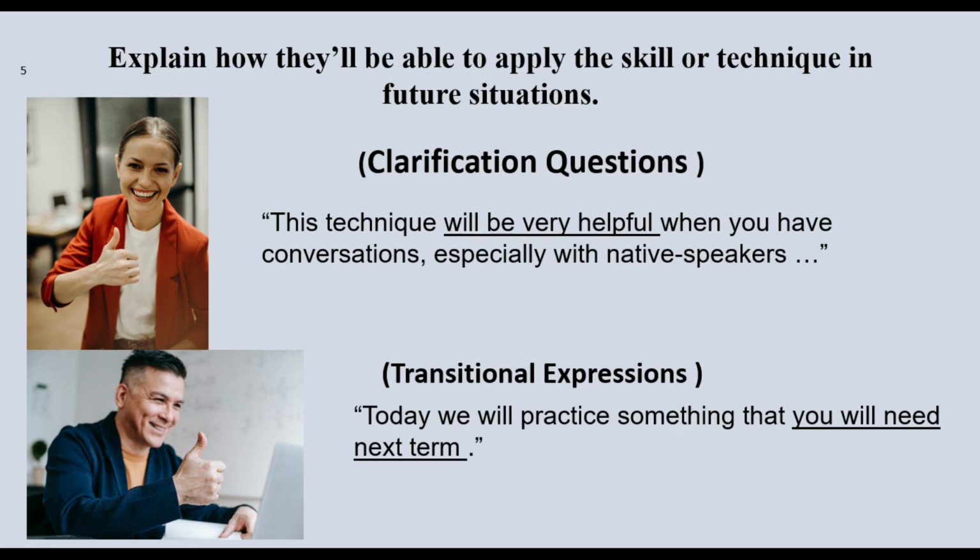For example, you could say, your cousin gave you a what? Then I know you didn't understand the word jigsaw puzzle. Or you could say, who gave you a jigsaw puzzle? Then I know you didn't understand the word my cousin. Today, we're going to practice asking questions about specific information which you didn't understand. This technique will be very helpful when you have conversations, especially with native speakers outside our class.